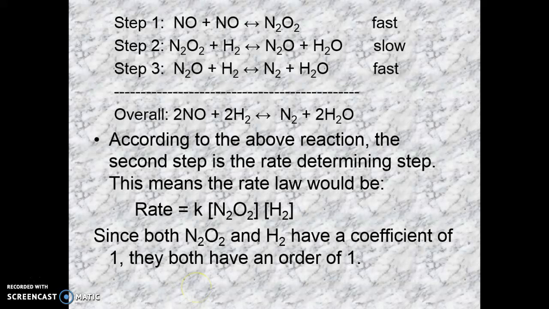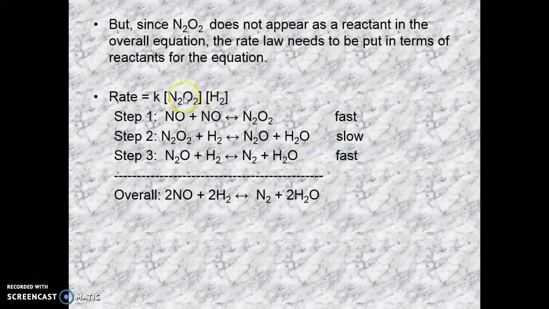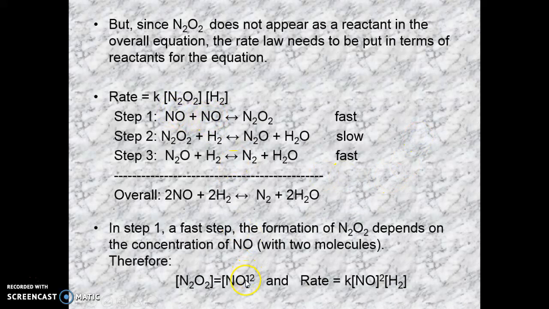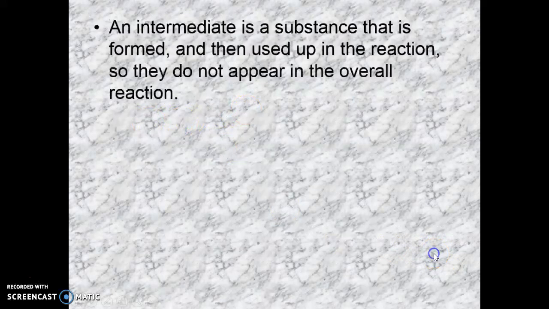The N2O2 has to be replaced with the two NOs, or NO squared. So then, since this guy is equal to the NO squared, we've got a rate that is NO squared times H2. It supports the second step being the slow step. The first step is a faster step, so it supports the mechanism that we've come up with.